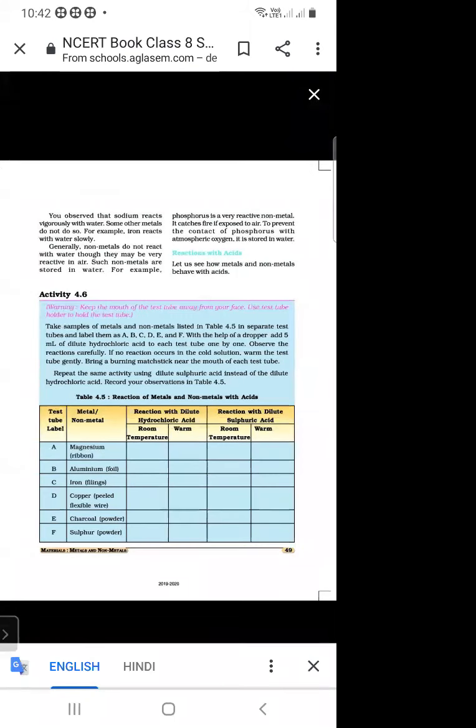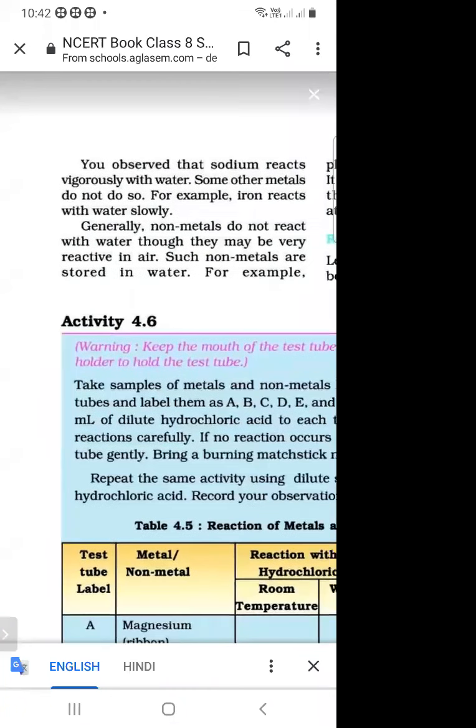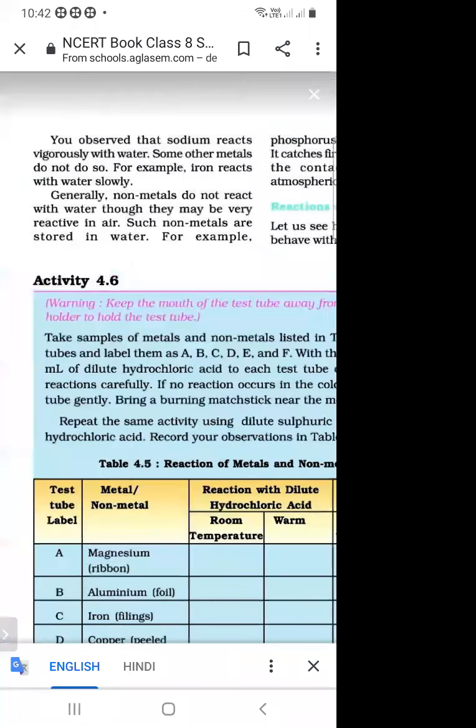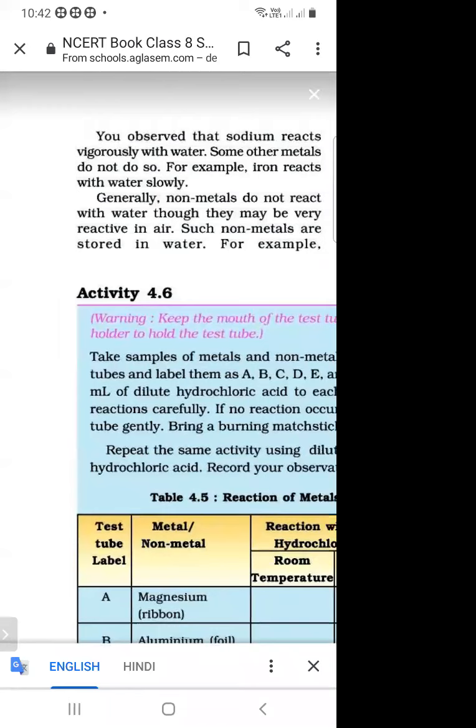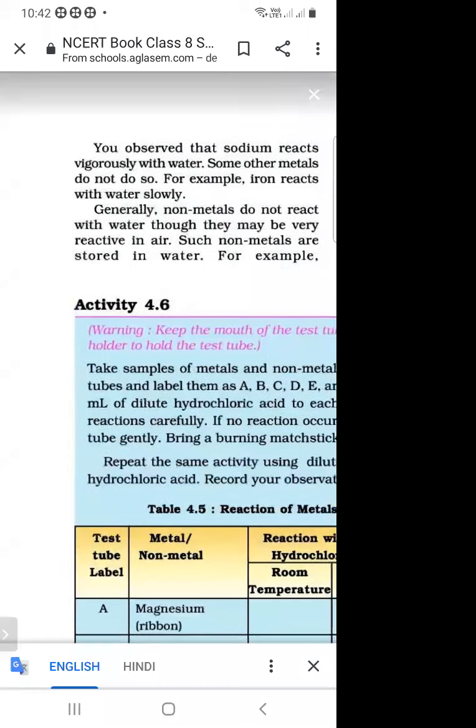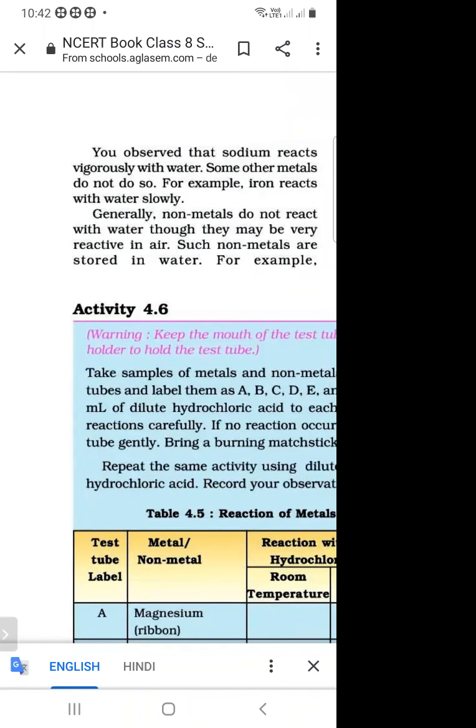Next, you observe that sodium reacts vigorously with water. Some other metals do not. As we know, sodium is a very highly reactive metal. Some metals react very vigorously with water, but some metals do not react with water. Some react very vigorously and some react very slowly.